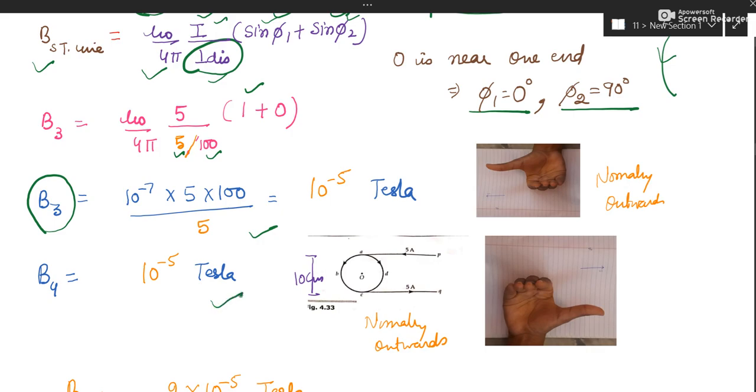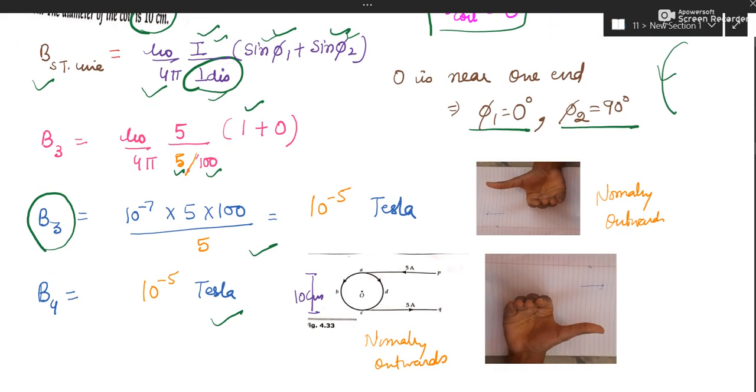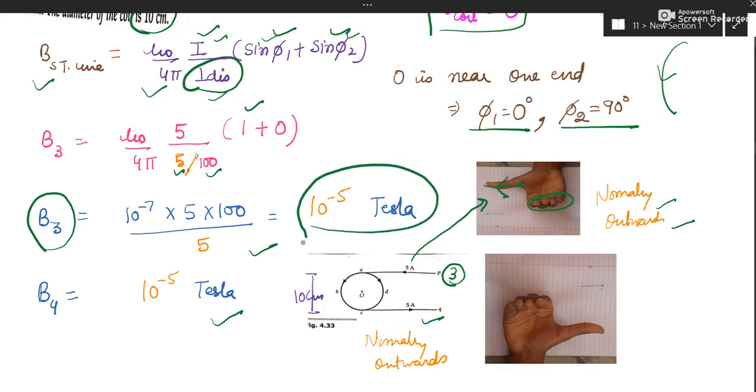For direction, you can see this is my third wire, right? Which one, lower one or upper one? So the upper one is my third wire. This is my third portion. So you can keep my current along this, right? So my magnetic field is normally outwards. And due to the fourth portion, everything is identical. So the magnetic field will be the same as that of the third. Mu naught by 4 pi is the same, current flowing is the same, perpendicular distance, half of diameter, is the same. Okay, and the point is near one end, so that will be the same.